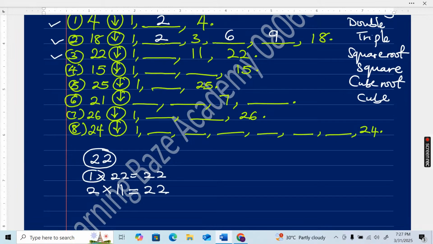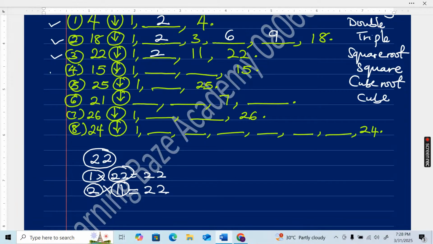So 1 is a factor of 22. It has been written there. 2 is a factor of 22. Then I'll go there and write 2. 11 is a factor of 22. 11 has been written already. Then 22 is a factor of 22. 22 has been written down. So I hope you understand.